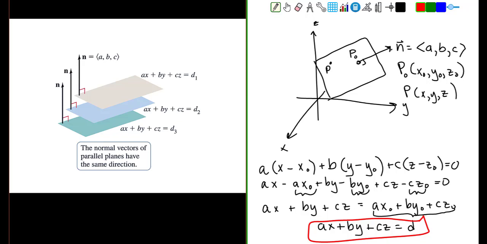But what's shared by all of those planes is that they have a normal vector that is parallel to the normal vector of every other plane, which means that those planes are parallel to each other. So the normal vectors of parallel planes have the same direction, and expressed in this form, we can see that different values of D give us different parallel planes with the same set of normal vectors.